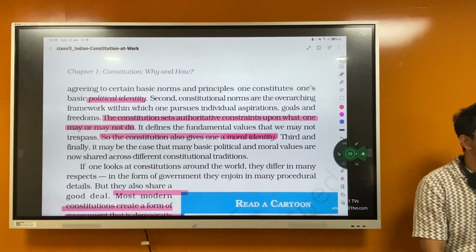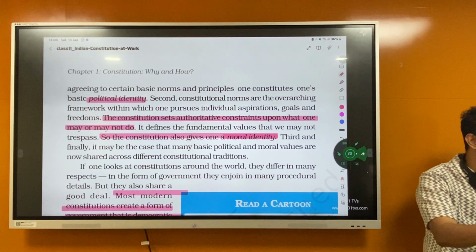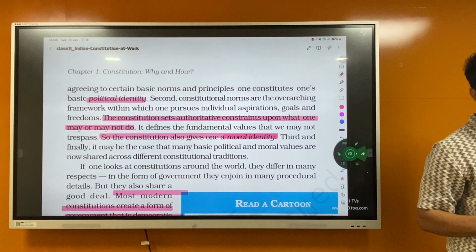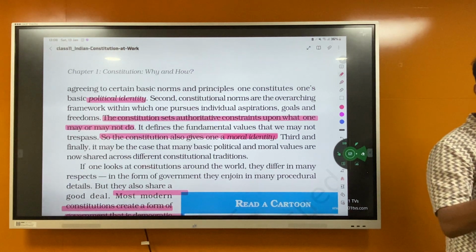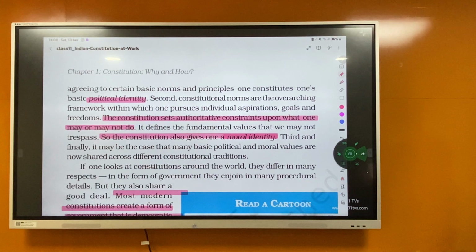Stop here. So what is the basic political identity we have, everyone? We have a social identity. You might be Hindu, you might be Muslim, you might be from this community, you can be Jain, you can be Parsi, you can be anything. But political identity, we all are Indians. First thing.